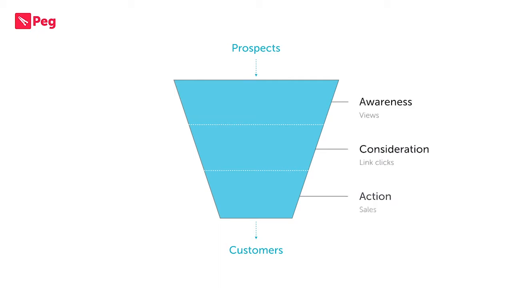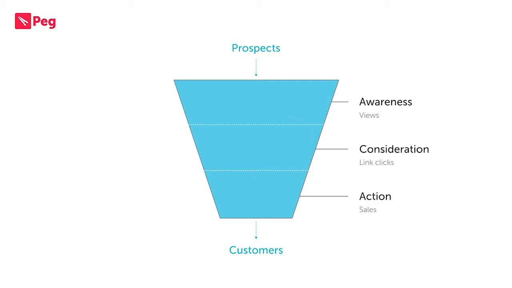So we started with the classic conversion funnel of prospects in, customers out. And we're going to keep this simple with 3 different stages of awareness, consideration, and action. And whilst this will vary for different companies and different products, we're going to keep the awareness as views, consideration as link clicks, and action as sales.